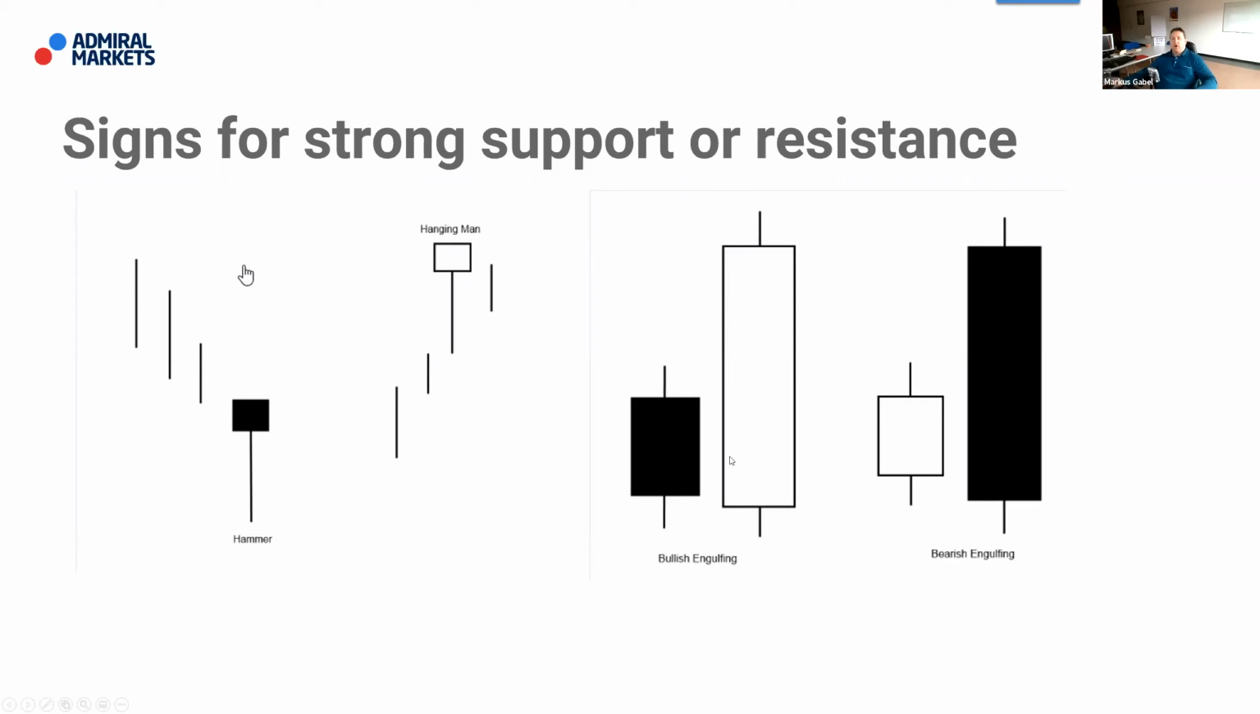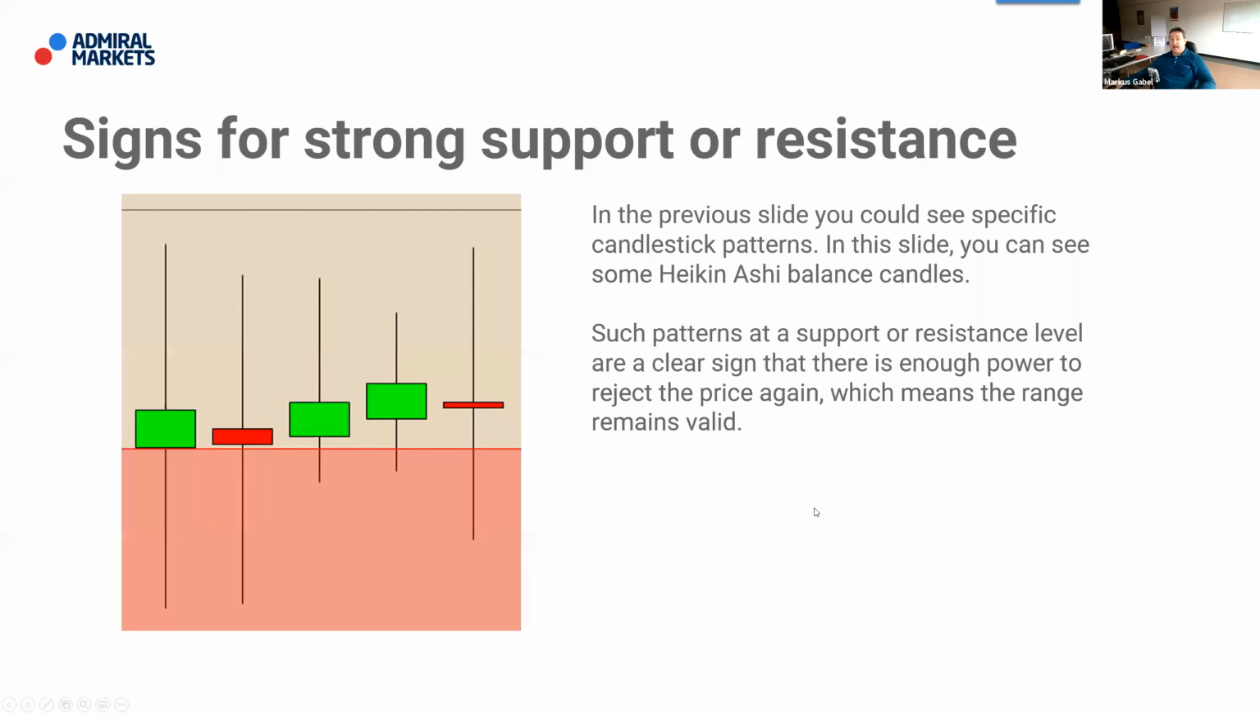That's kind of rebounding signs there, or rebound signs, whatever you use there. Or in Heikin Ashi, it's so much easier. In the previous slide, you saw the specific candlestick patterns. Here, it's balanced candles. And you can see such balanced candles at a support or resistance level. It's a really clear sign. There is enough power to reject the price again, which means the range remains valid.